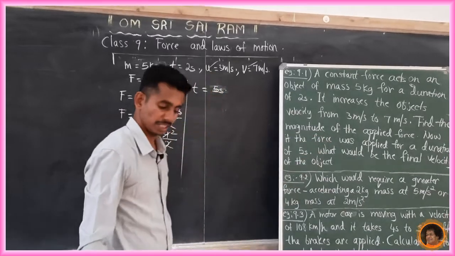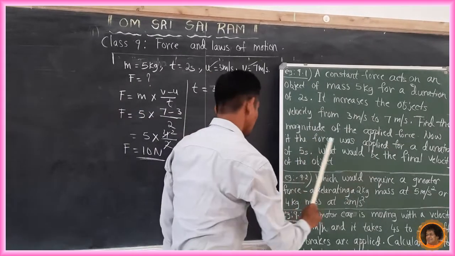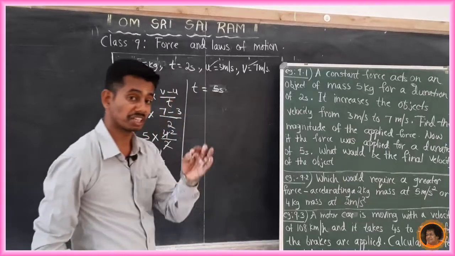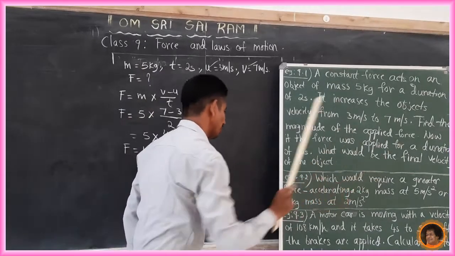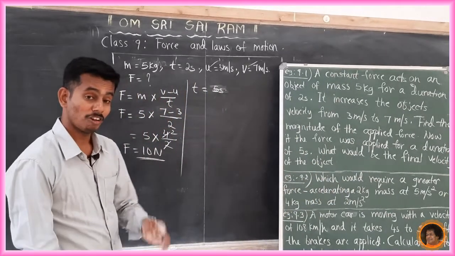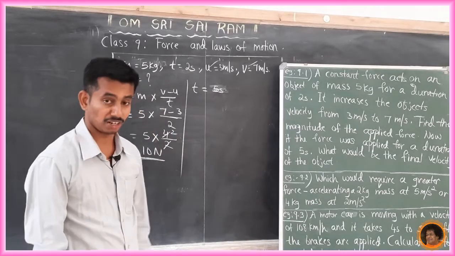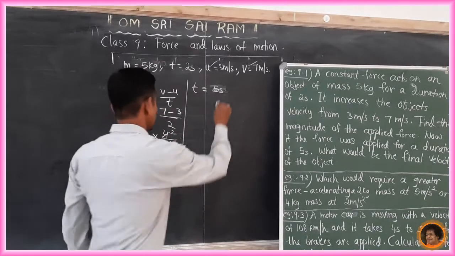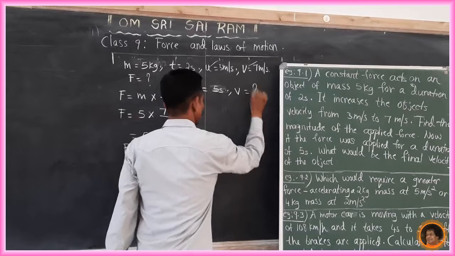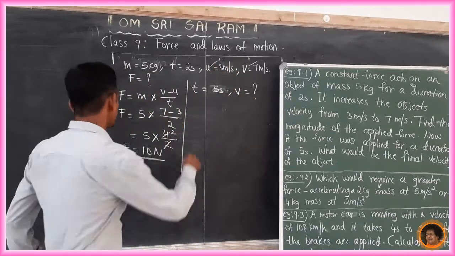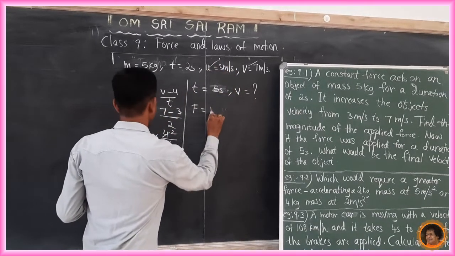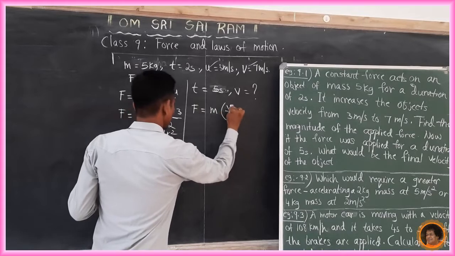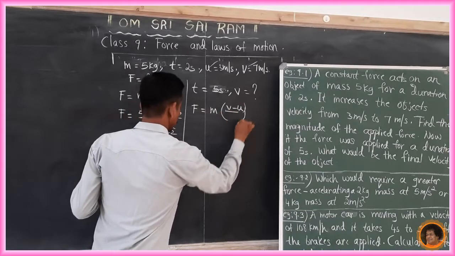Now, if the force was applied for a duration of 5 seconds, what would be the final velocity? You have to calculate the final velocity. What is v? So, use the same formula, F equal to m into (v minus u) by t.